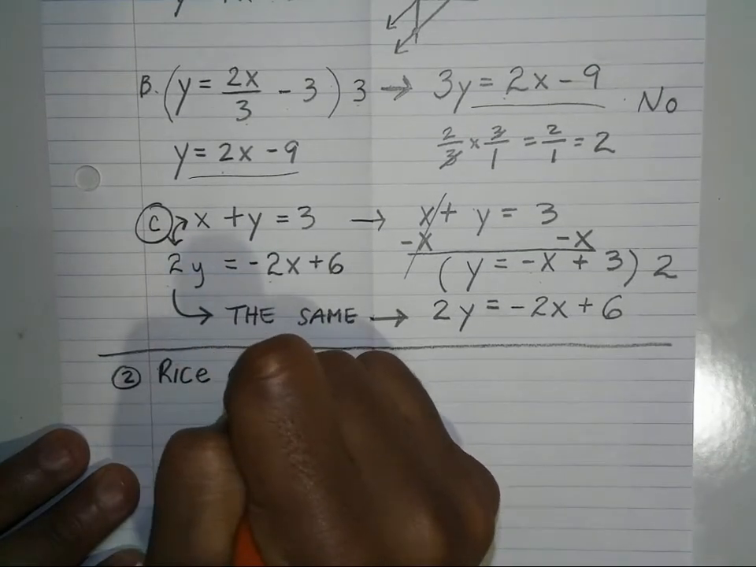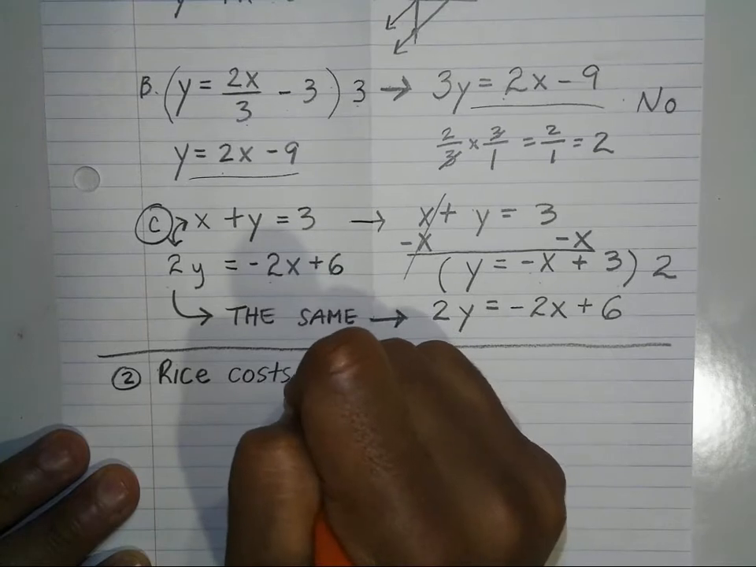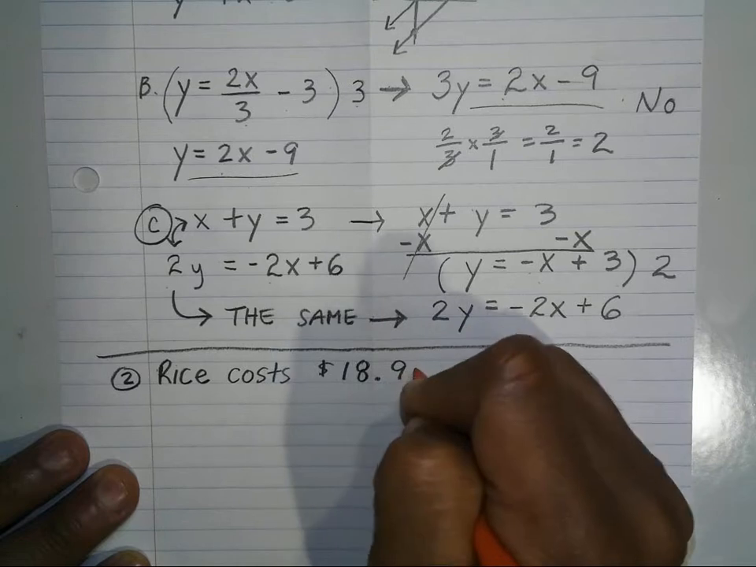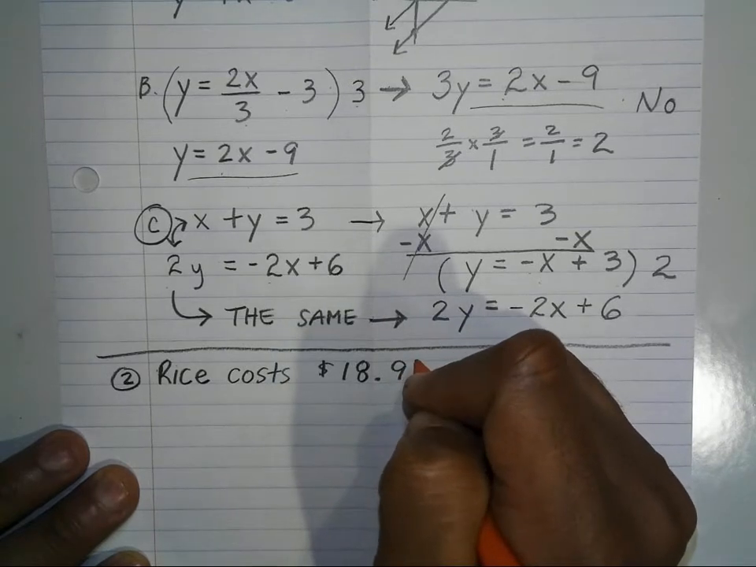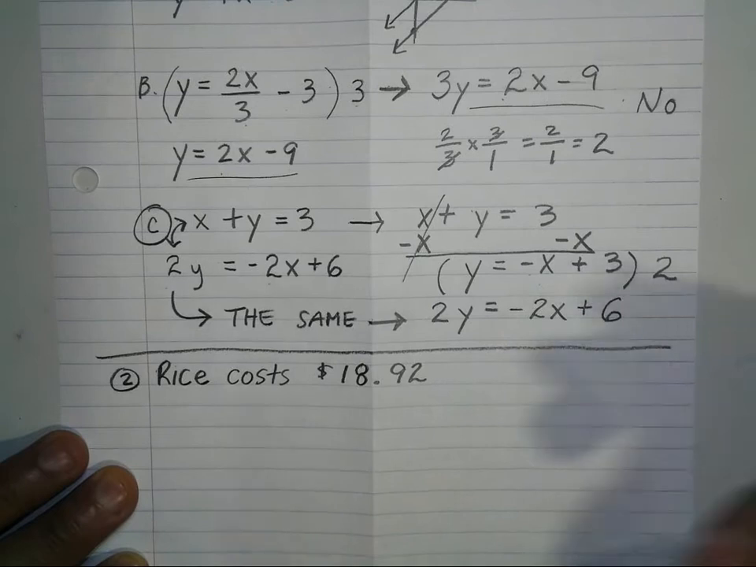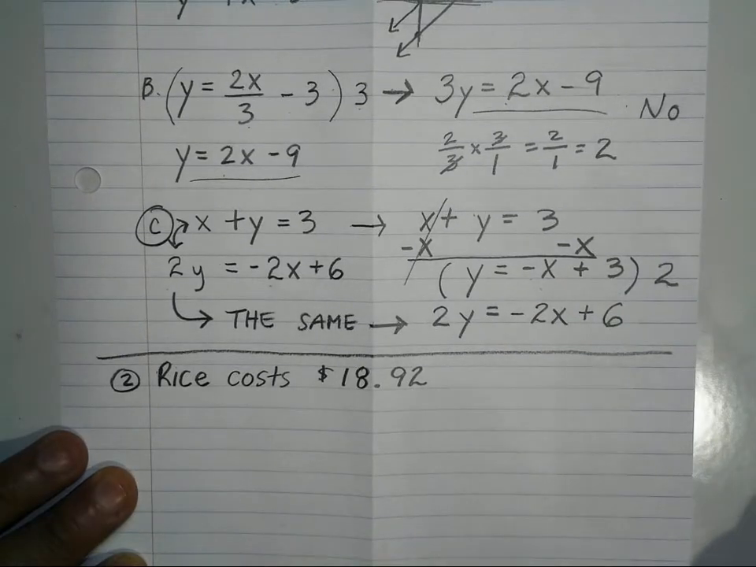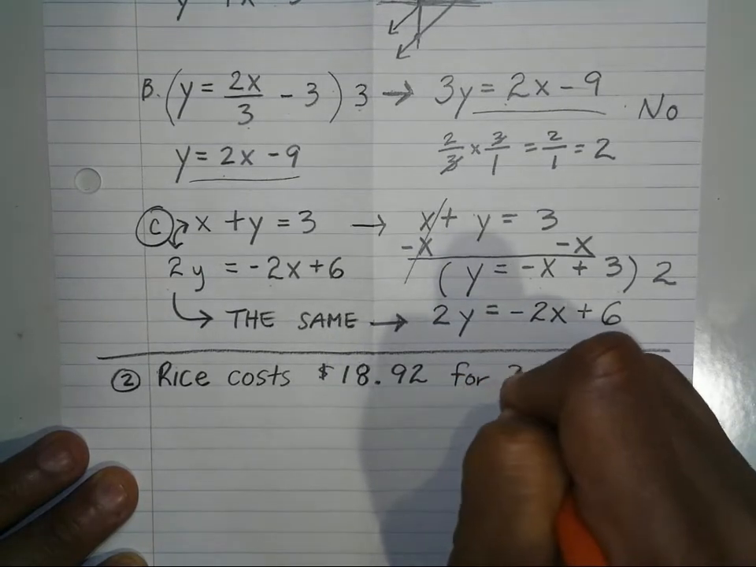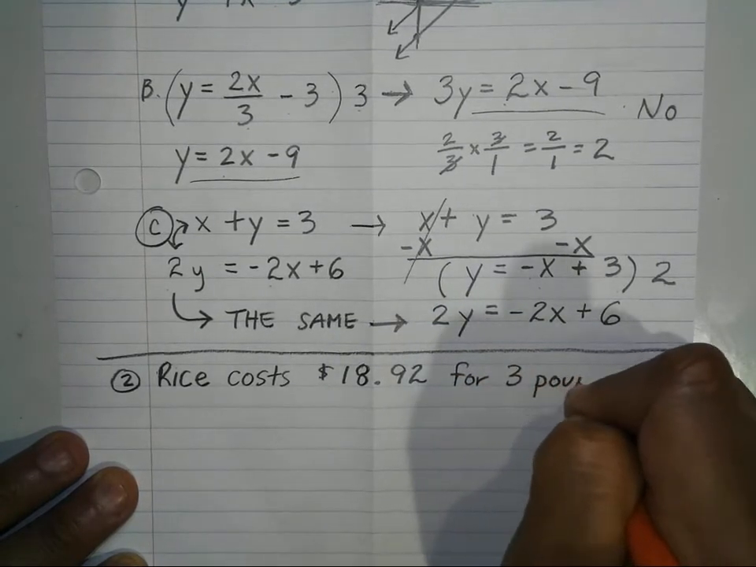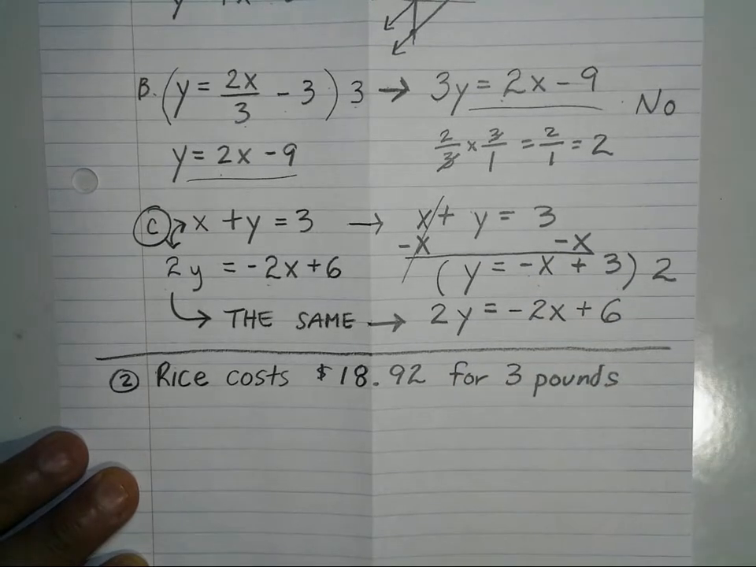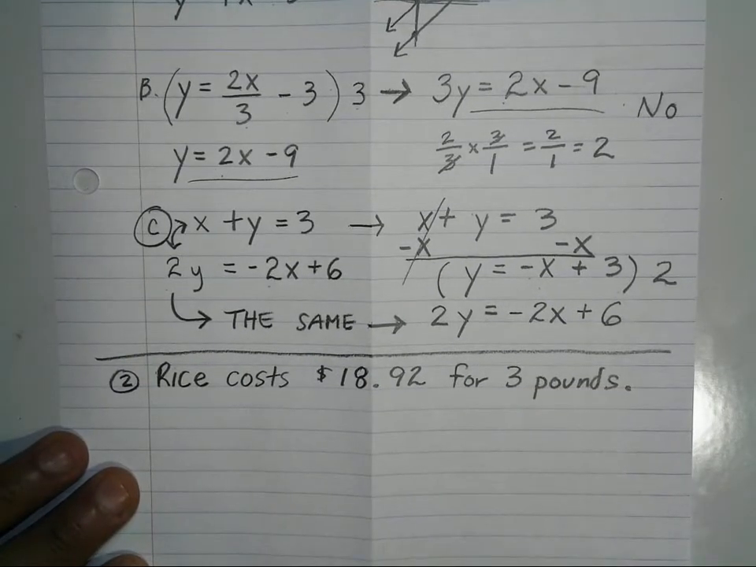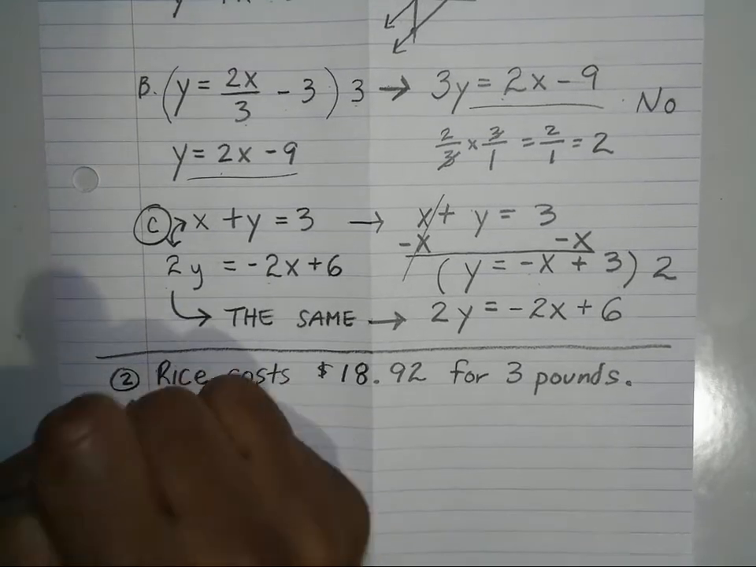costs $18.92. Making this up as I go. Rice costs $18.92 for 3 pounds, and I hope I have enough room for 3 pounds. Okay, so 3 pounds cost $18.92.